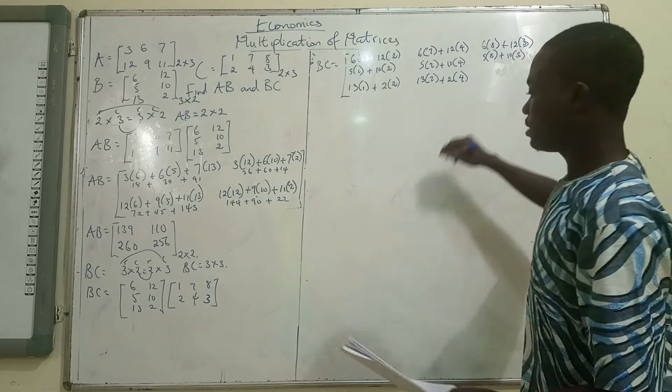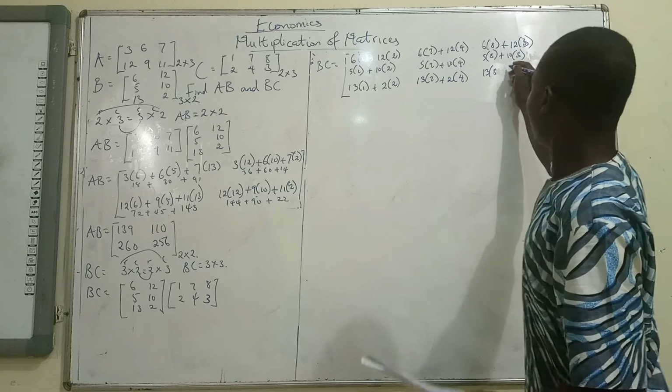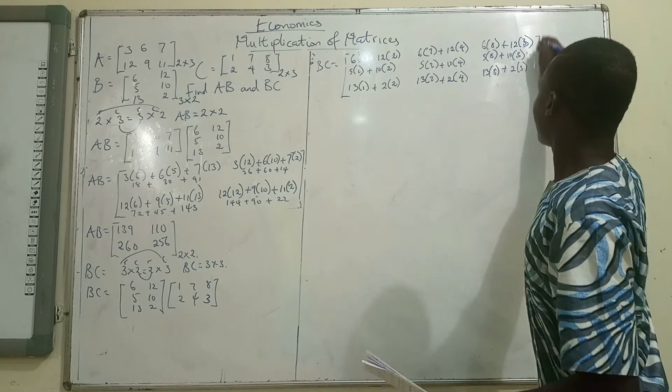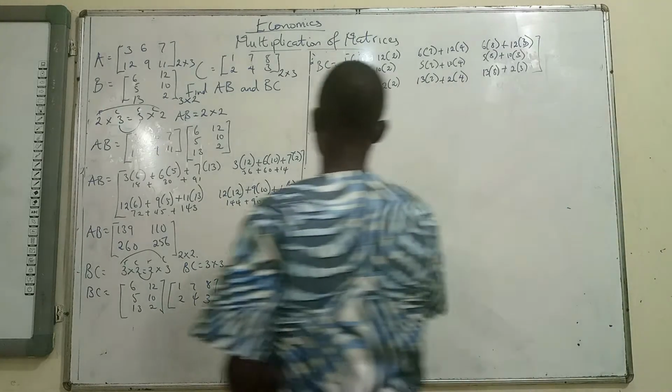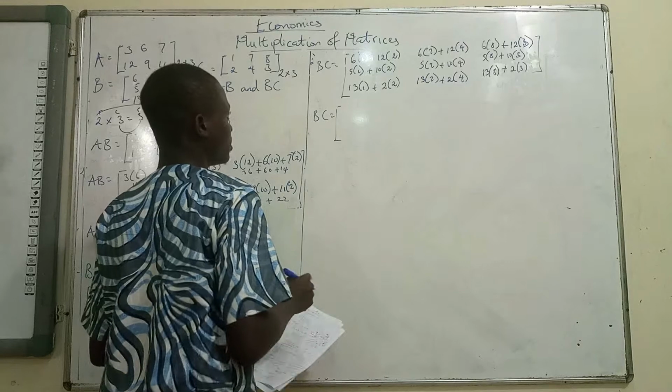Okay. Then you have 13 multiplied by 8, plus 2 multiplied by 3. So we closed the whole thing. Now BC is going to give us, BC equals, now 6 times 1 is 6.